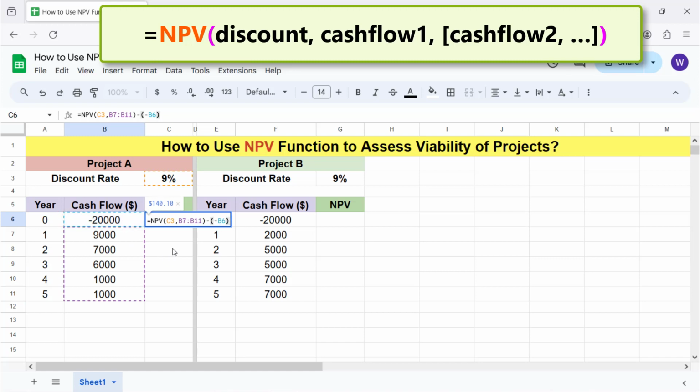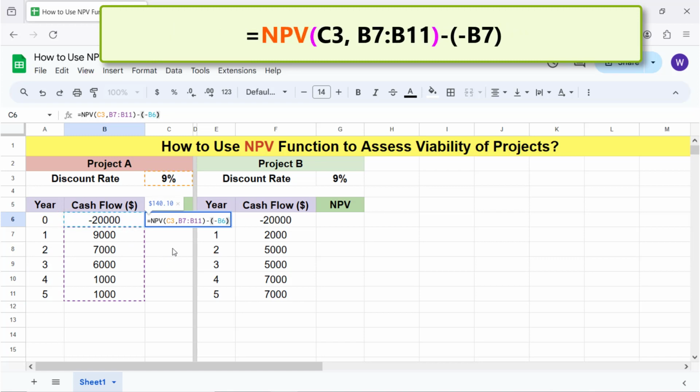The final formula is. Press enter. There you go. The positive NPV suggests that Project A is viable.